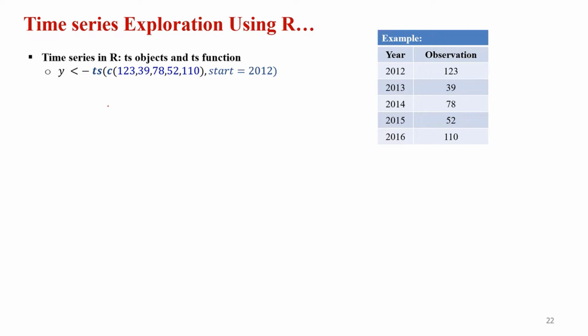First of all, I'm going to talk about how I can translate any data series into a time series form. As you can see, if I have a data set in years and we have an observation against every particular year, how can I translate it into a time series in R?